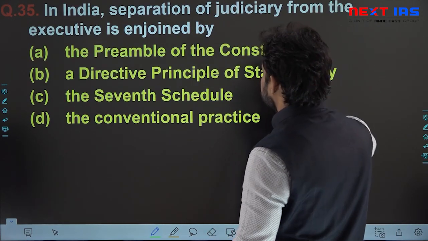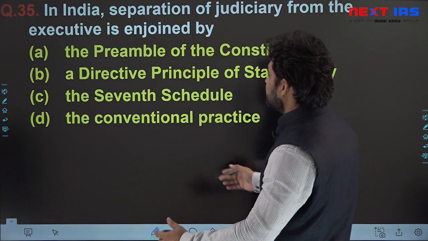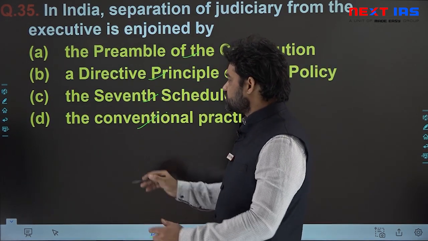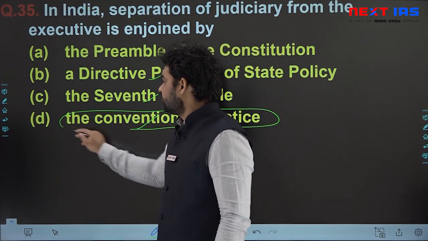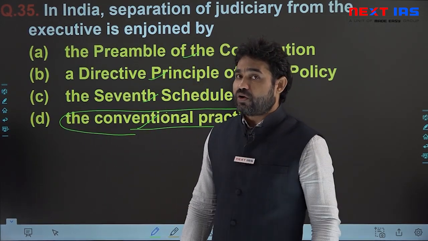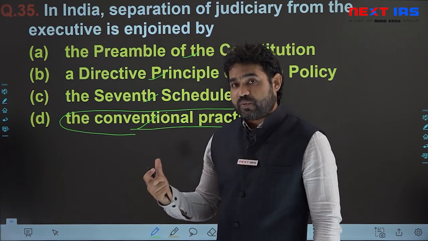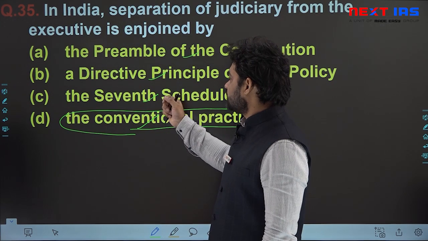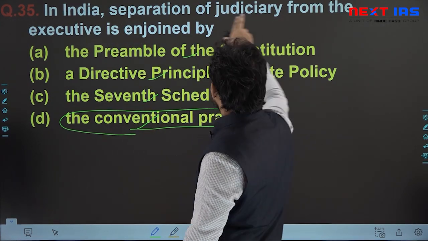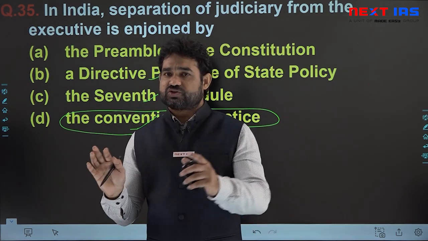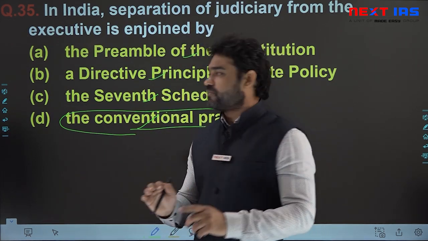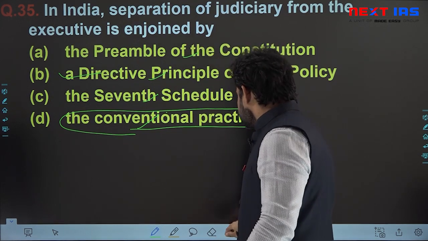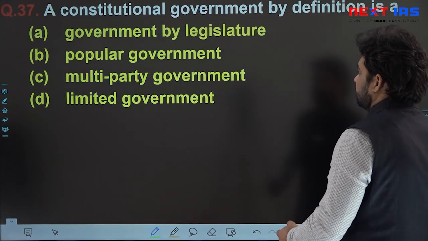Separation of judiciary from executive is enjoined by, again, the preamble of the Constitution, directive principles, 7th Schedule, conventional practices. If you study from the main examination point of view, this is a significant area. When we study constitutional law, you see conventions also play an important role. But again, remember: preamble, directive principles of state policy, 7th Schedule, separation of powers. Article 50 of the Constitution of India talks about separation of the executive from the judiciary. It means that's a DPSP piece. If you have studied this, obviously you'll be able to answer the questions very easily.